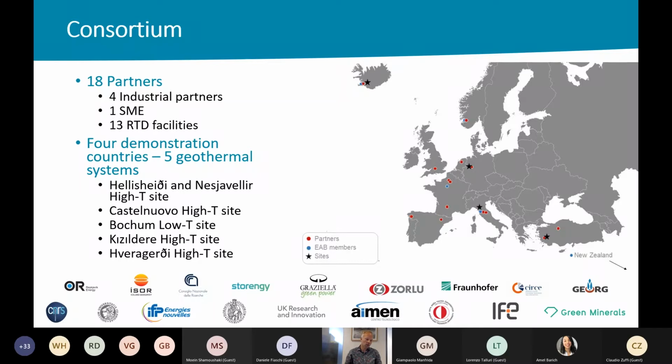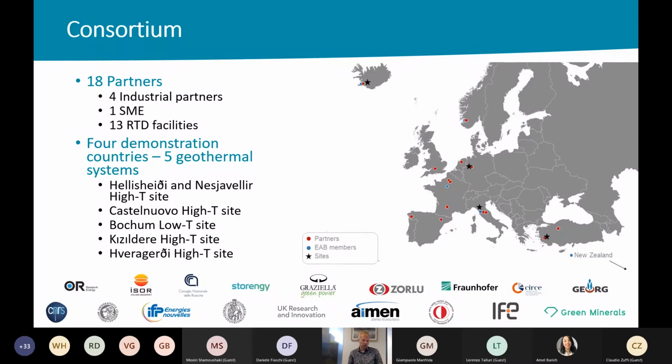It's quite a big project. We are 18 partners, and 4 of them are large industrial partners. We have 1 small medium enterprise, and 13 research and development facilities and universities. We are aiming to do demonstrations in 4 countries, and we have 5 geothermal systems and 1 very low temperature system.